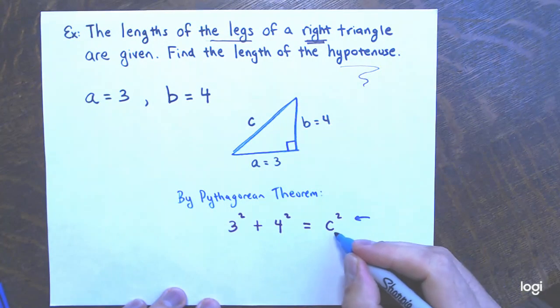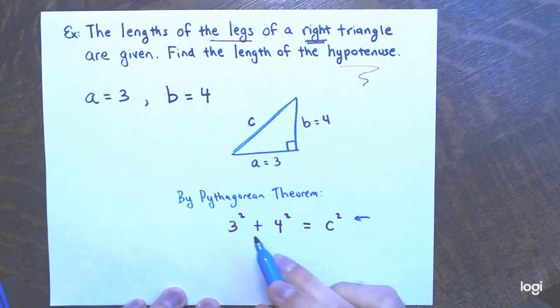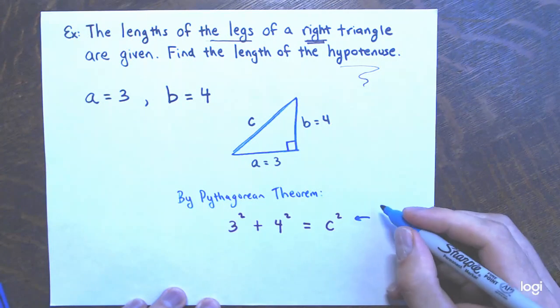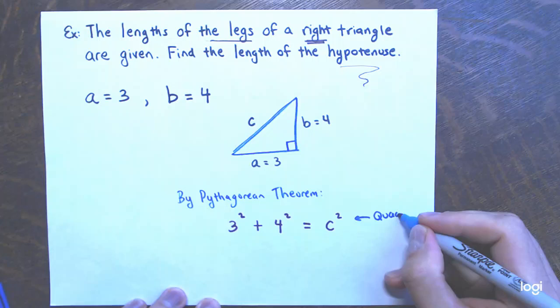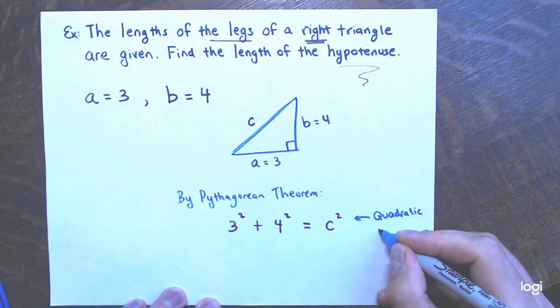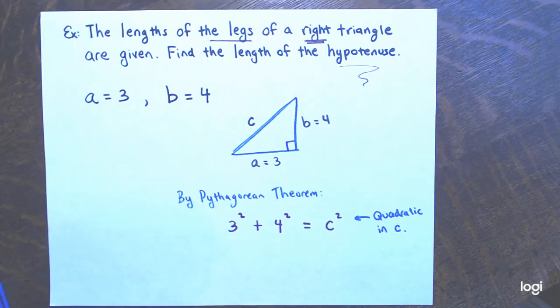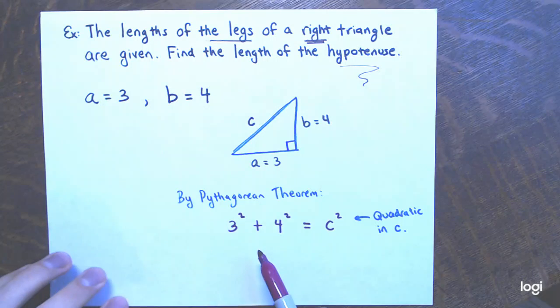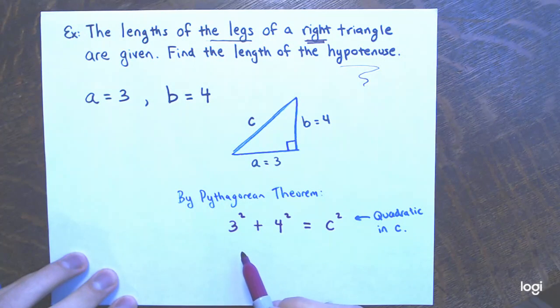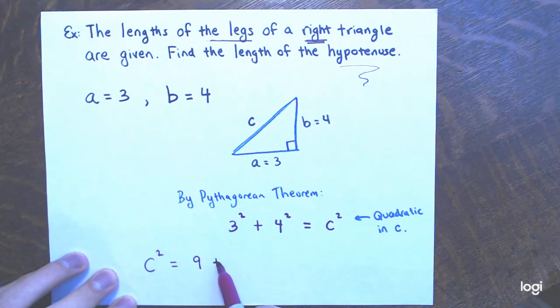Because you have a variable squared, c squared, and there's no other c to the third or c to the fourth, that's the highest power on c here. So they would say that this is a quadratic in that variable c. And then we'll solve this. I'm going to switch the sides here, so we'll have c squared on one side. I'm just taking it from the right side to the left side, and then 3 squared is 9 plus 4 squared is 16. So we have c squared equals 9 plus 16, which is 25.